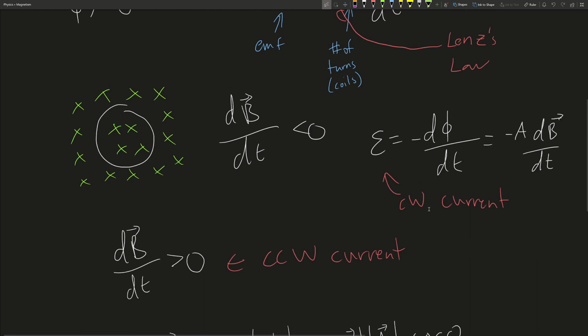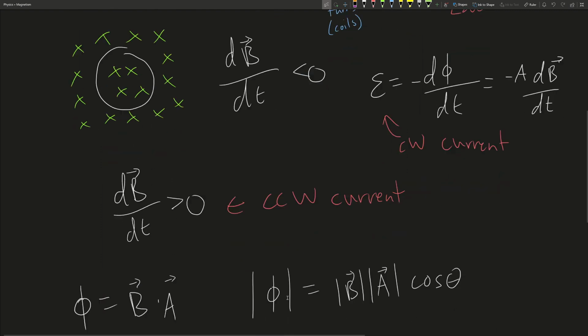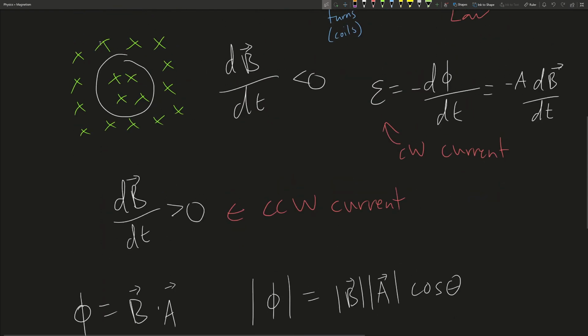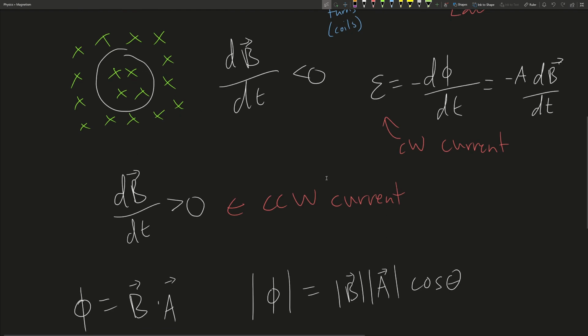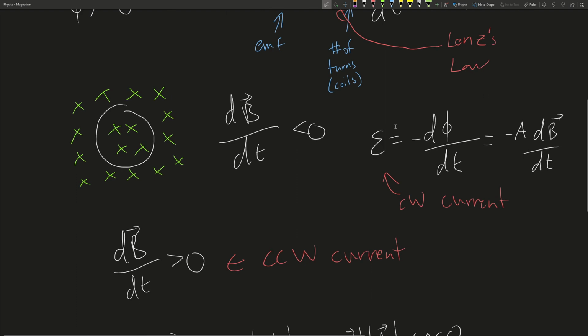So let's just say we have a loop rotating in a magnetic field. Even if the magnetic field strength doesn't change and the loop's area doesn't change, this angle between them will change, which will induce a current inside the loop because of the EMF from Faraday's law.